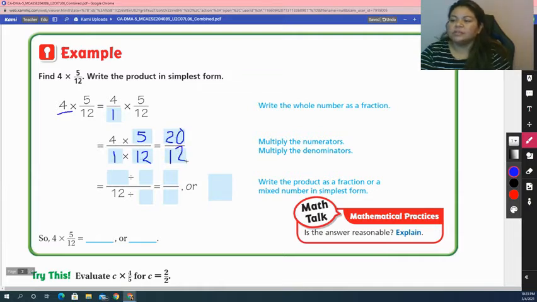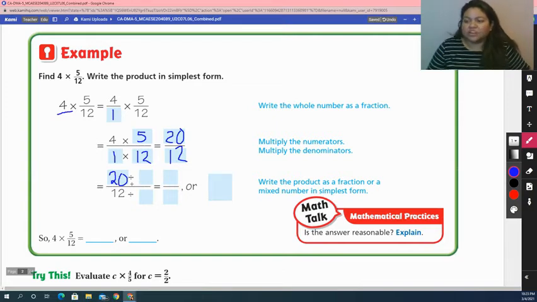And now I'm going to simplify. I'm going to simplify by dividing both the numerator and denominator by the same number. So here we see 20 divided by what number? I need to find what I can divide both the numerator and denominator by. One key is to remember the divisibility rule. When I say divisibility rule, it means that if both numbers are even, that means that they end with 0, 2, 4, 6, 8, that means that I can divide both by 2 for sure, right?